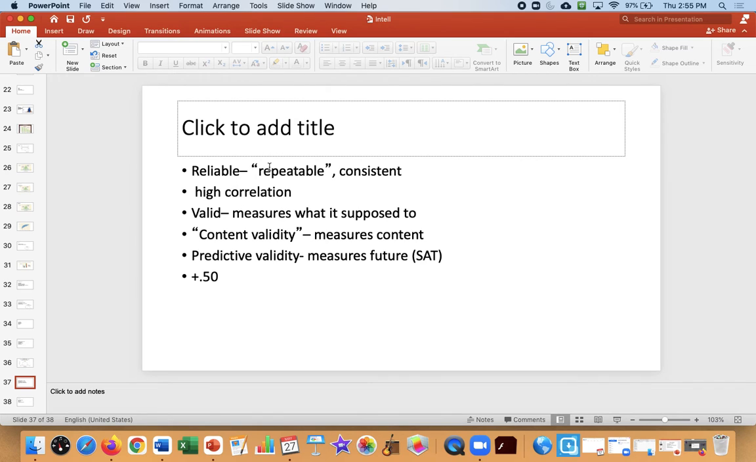A reliable test is repeatable. A valid test measures what it's supposed to measure. So content validity measures content. If you're studying psychology and I give you a test on math, that lacks content validity. Okay, so a valid test measures what it's supposed to measure. A reliable test is repeatable, meaning it should get consistent results in the future. Those are two things to be aware of, reliable and valid.